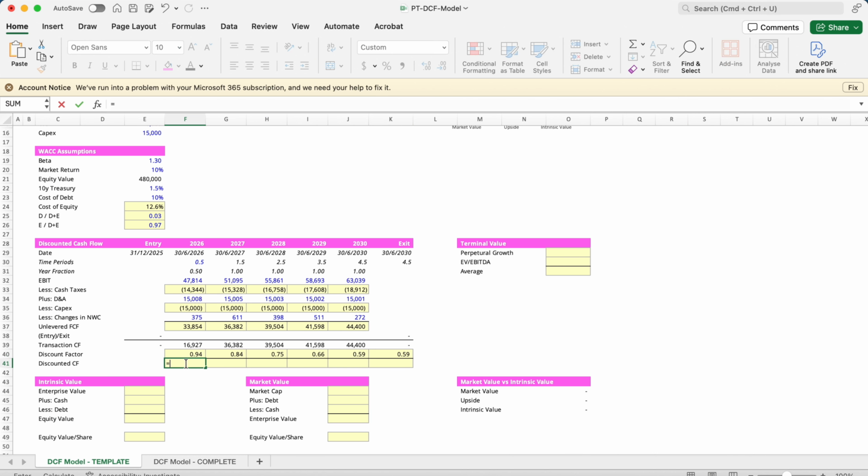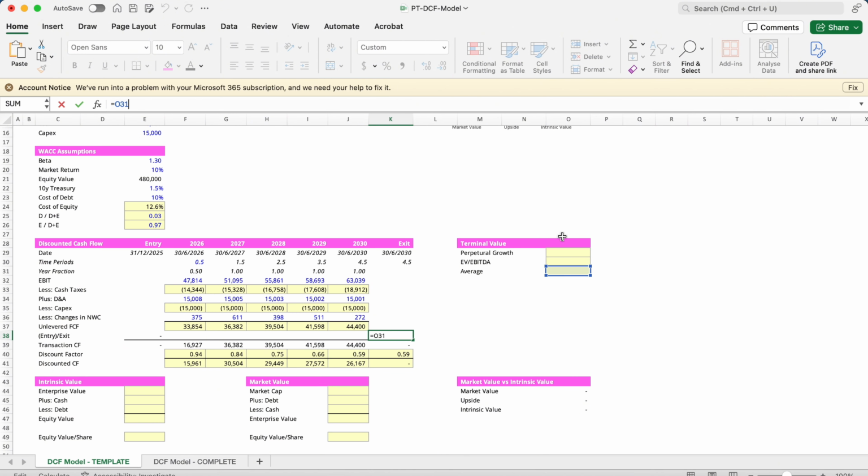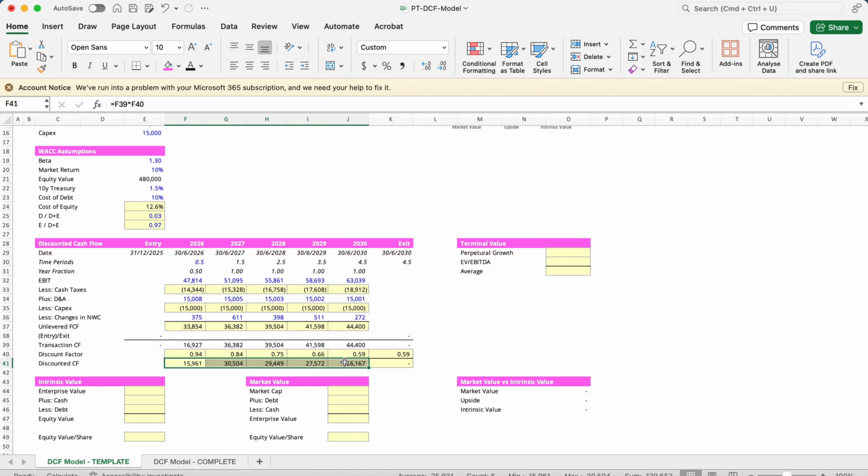So then we need to multiply the cash flow in that period by how much less it'll be worth today. So that $16,927 at the end of June in 2026 would be worth $15,961 on the 31st of December. Let's apply that out. So as you can see, I haven't filled in this exit yet. I need to get to this terminal value section first, but I'm just filling this in. So when we've done that, it'll all flow through. This entry exit here is based on the average here. So now we've got the discounted cash flows there.